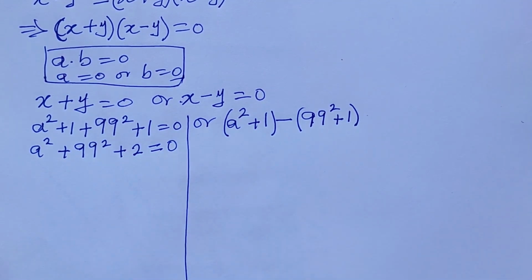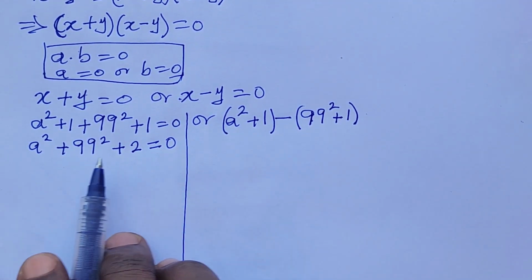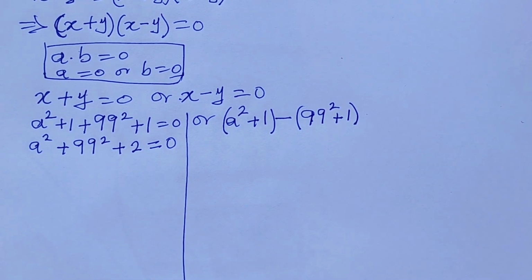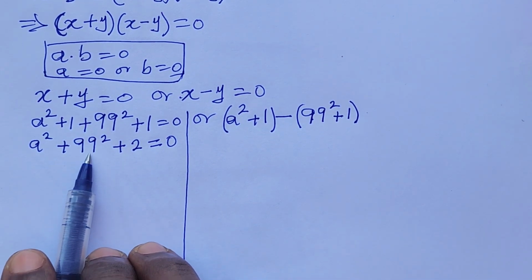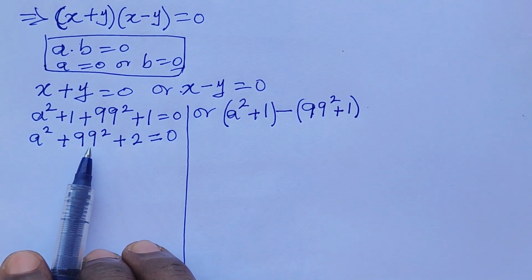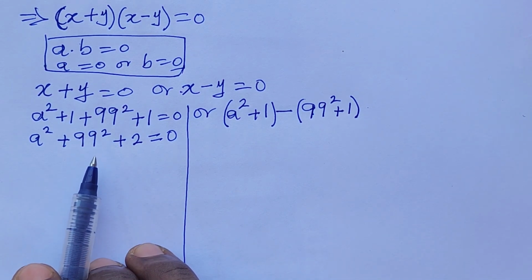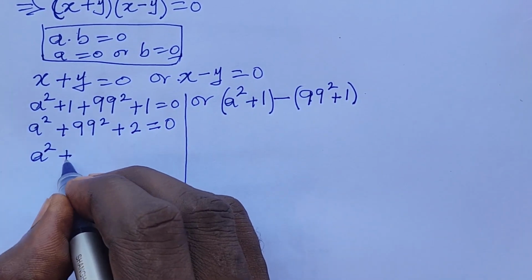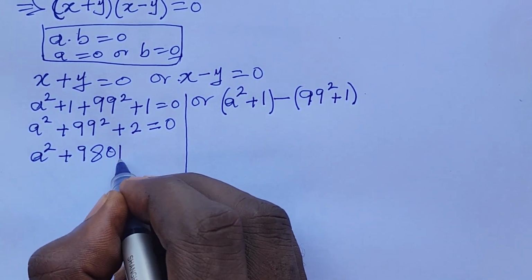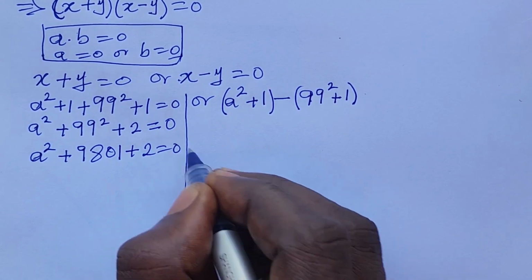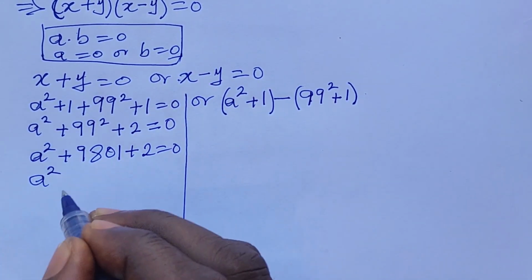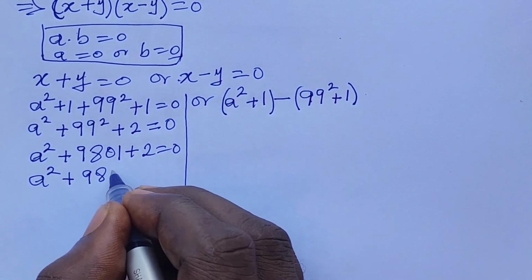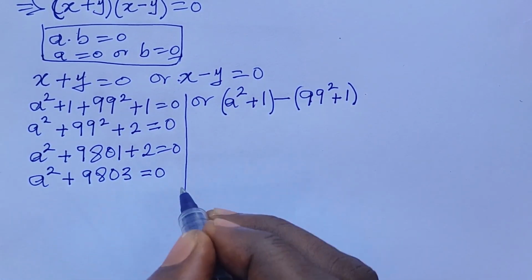Everything equal to 0. Then let's just finish up with this side first. So with this, what do we do? All we need to do here is just to find the square of 99. And we know that the square of 99 is 9,801. So we go ahead to say a to the power of 2, then plus 9,801 plus 2 equal to 0, which will give you a to the power of 2 plus 9803. This is equal to 0.